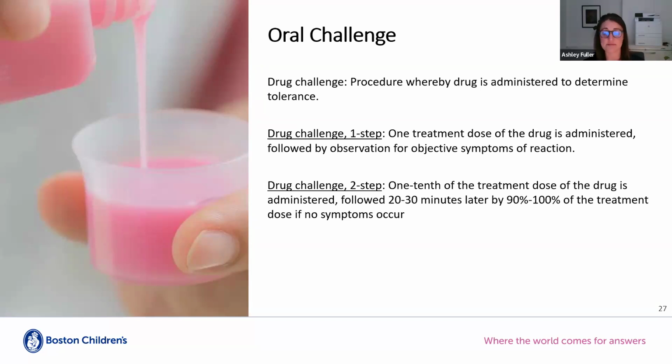Mild skin symptoms are the second most common symptom to occur and are themselves typically mild and self-resolving. It is possible, although it's rare, that a more severe allergic reaction might occur during a challenge to the medication.